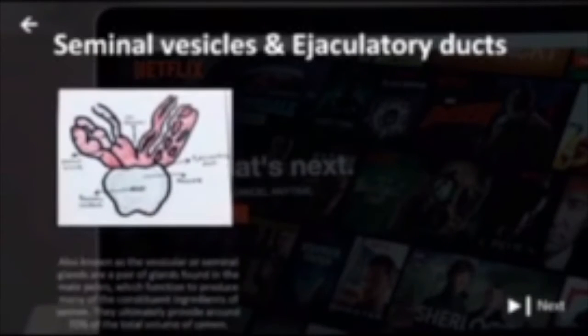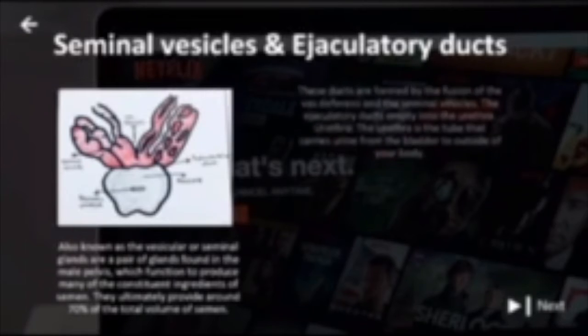Next, we have the seminal vesicle and ejaculatory ducts. The seminal vesicles, also known as the vesicular or seminal glands, are a pair of glands found in the male pelvis, which function to produce many of the constituent ingredients of semen. They ultimately provide around 70% of the total volume of semen.